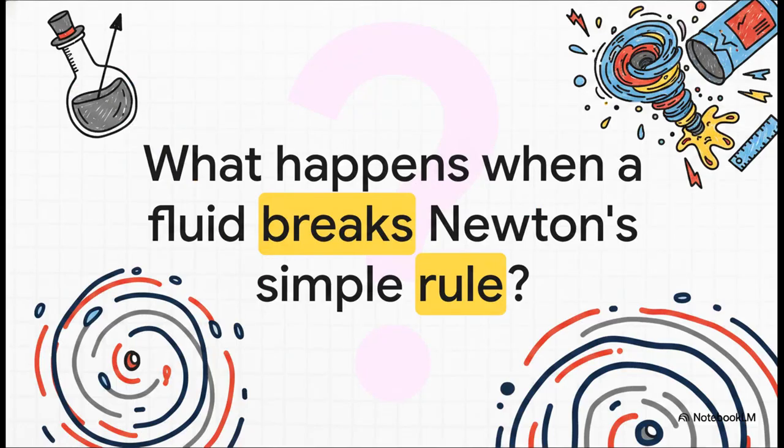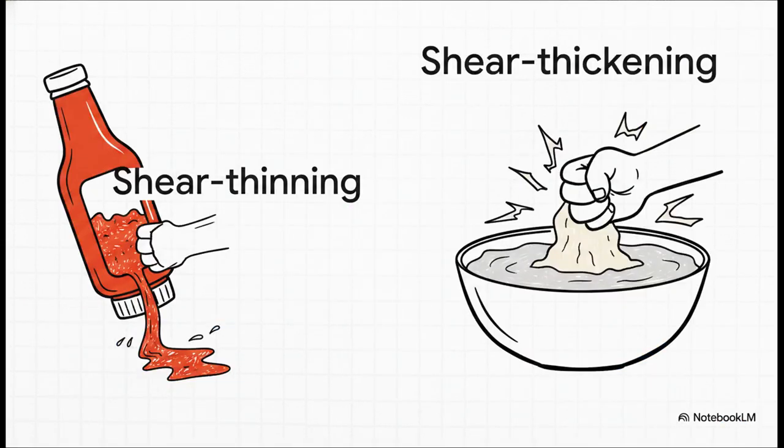So we've spent all this time talking about these well-behaved, rule-following Newtonian fluids. But what about the rebels? What about the fluids that just don't follow Newton's simple linear rule? Well, welcome to the weird and wonderful world of non-Newtonian fluids. Think about ketchup. You know how it is. It's this stubborn, thick blob in the bottle, but as soon as you shake it or smack the bottom, as soon as you apply shear stress, it thins out and flows easily. We call that shear thinning.